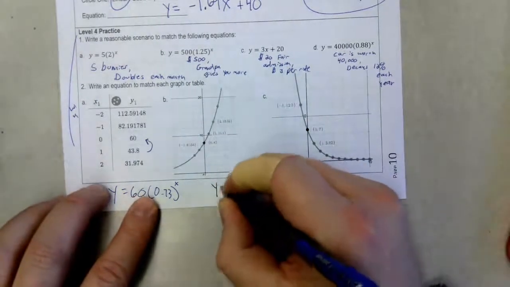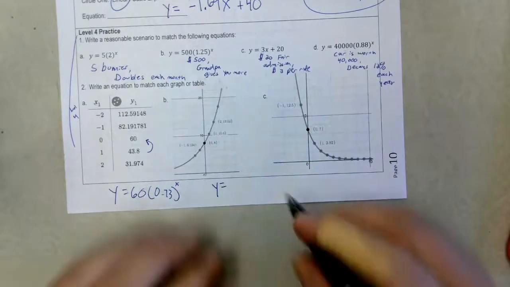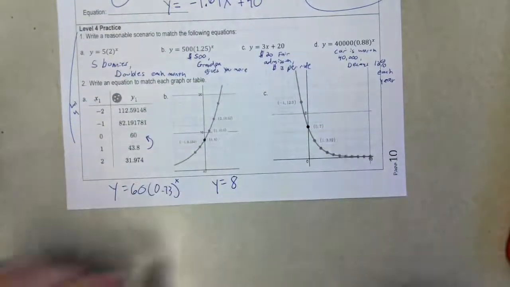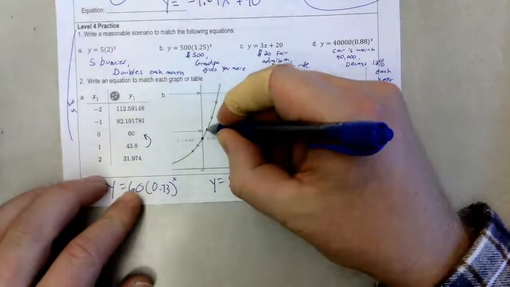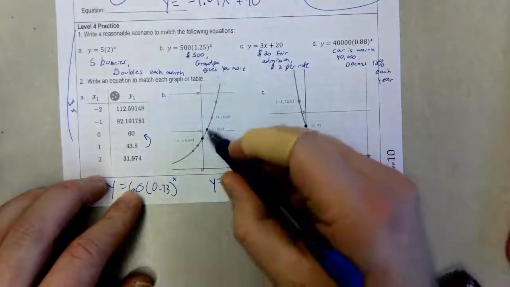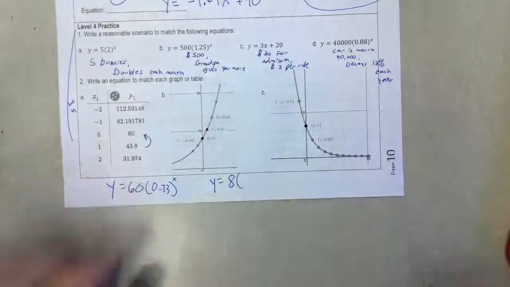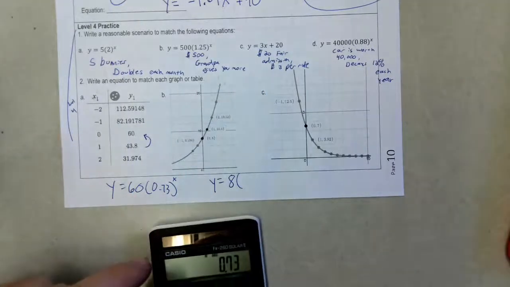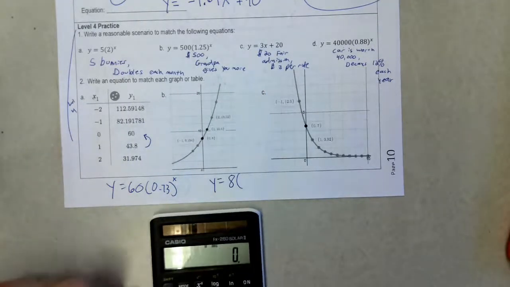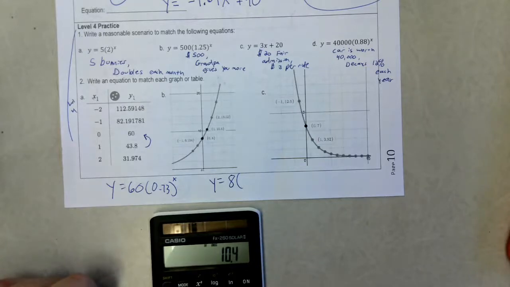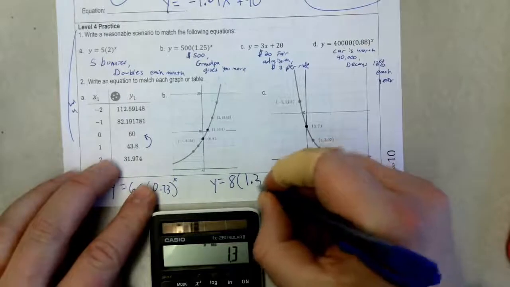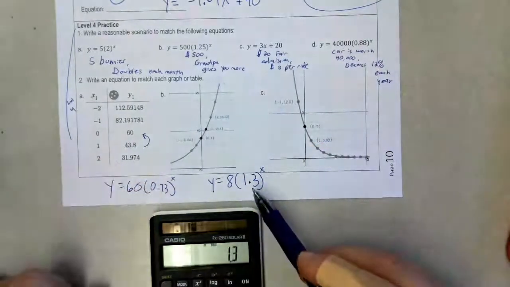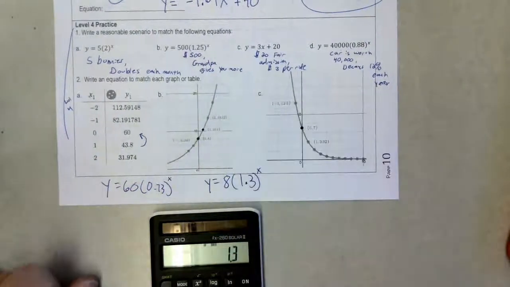The next one here, y equals, what's my y-intercept? 8. So I'm going to put 8 right there. What's my growth rate? Well, I just take one y value, doesn't matter which one, and divide it by the one immediately before it. So I'm going to do the 10.4, so I just need the 10.4. 10.4 divided by 8 gives me 1.3. So 1.3 is my growth rate. Makes sense. It's increasing. It's above 1, and my graph is going up.